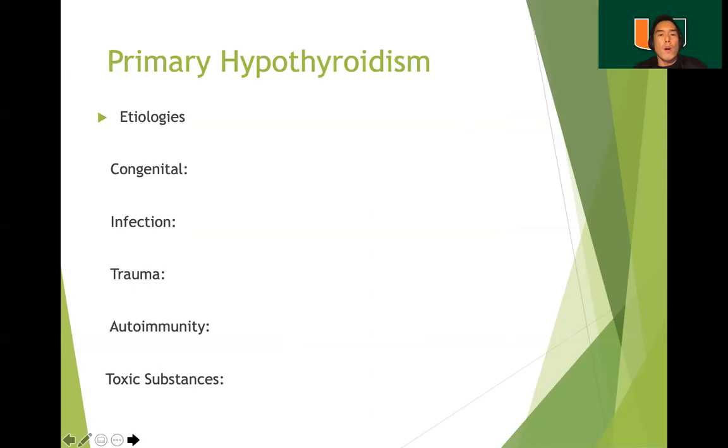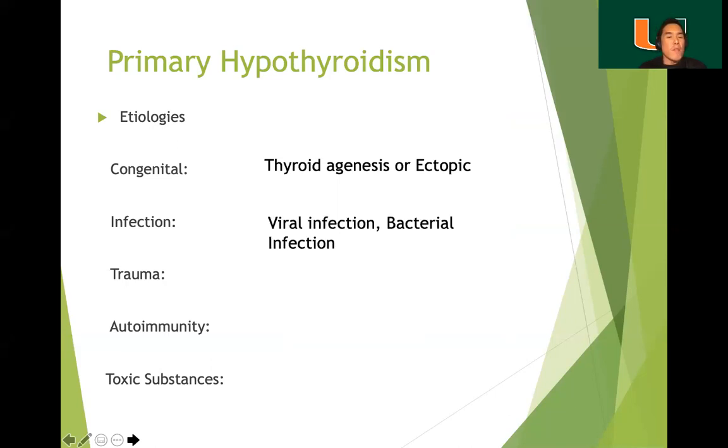Now, the cause of primary hypothyroidism, one of the most common causes is congenital hypothyroidism, which is mostly caused by thyroid dysgenesis or ectopic thyroid gland. You can have an infection, a very serious infection, like a viral infection or bacterial infection. Trauma is probably when someone had a thyroidectomy, so the whole thyroid gland was removed.